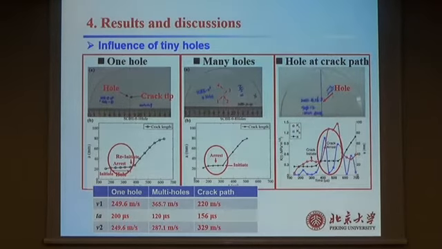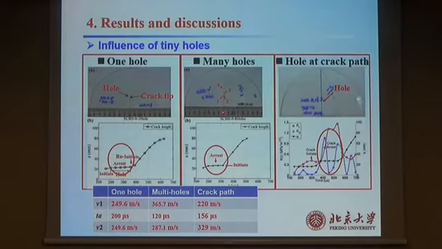This is the case where there is some damage around the crack moving paths. One is a single hole around the crack tip. At the beginning the crack moves, and then it stays, rests for about 200 microseconds, and then moves again. So this is mode 1 fracture at the beginning, and after that, still mode 1.